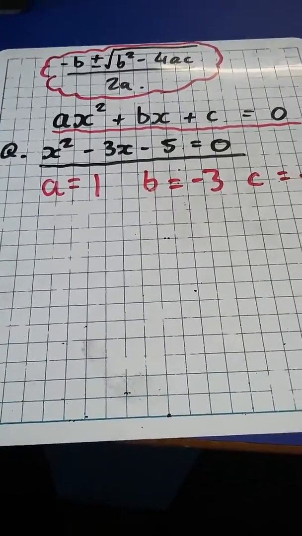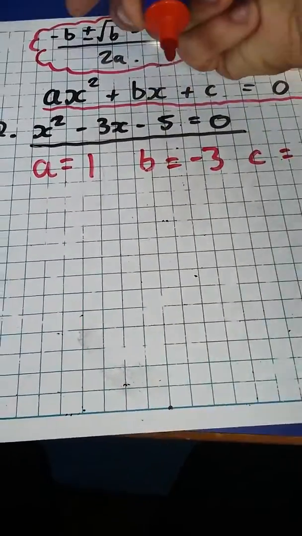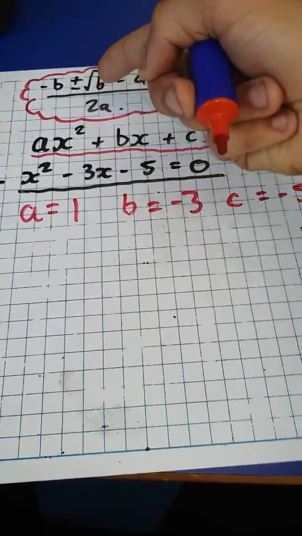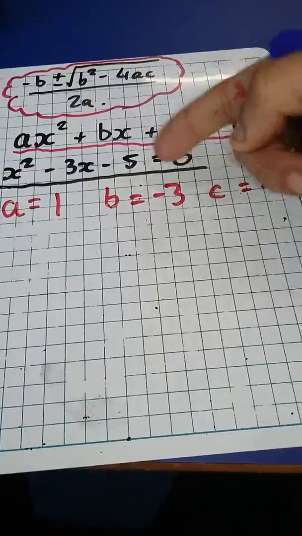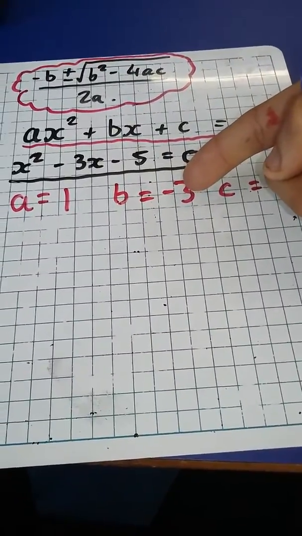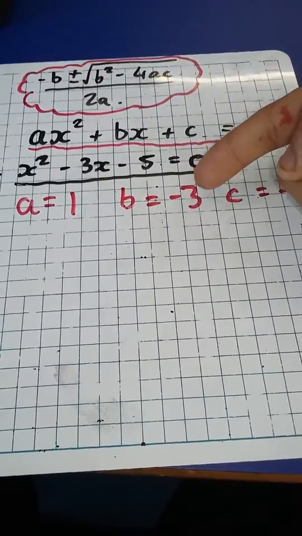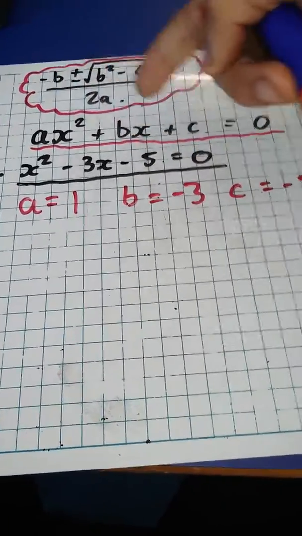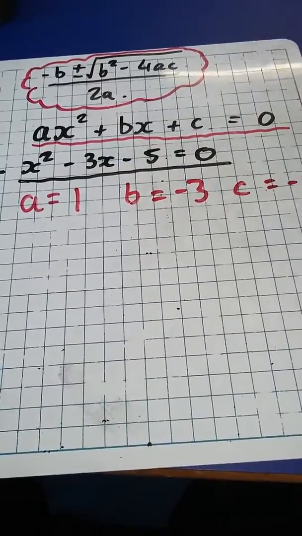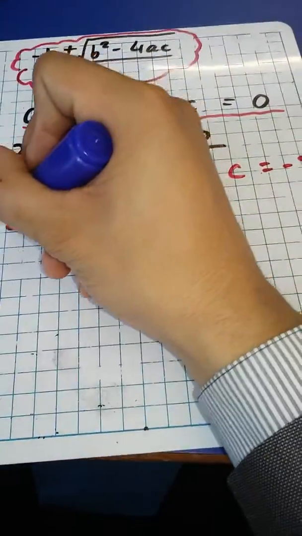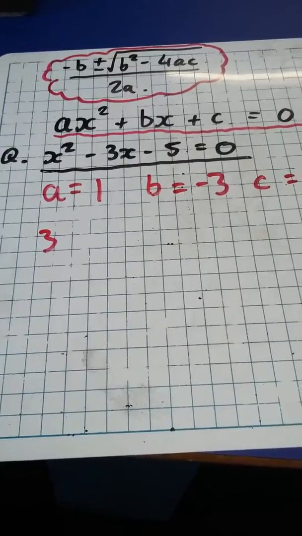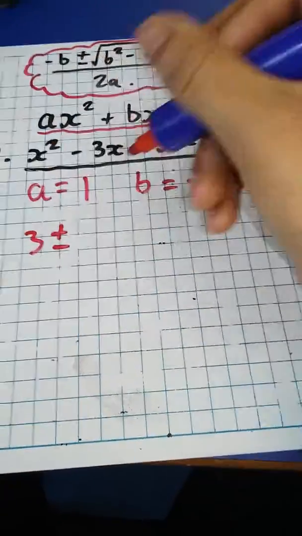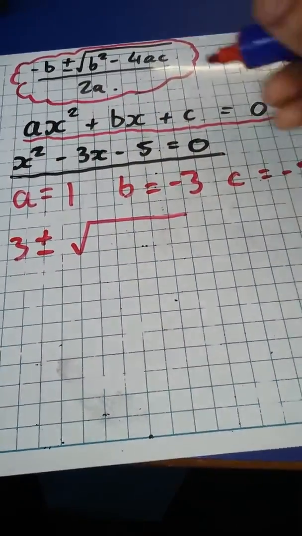So I'm going to rewrite this formula, but with these values in. So minus b. Now, where a lot of people go wrong is this. When b, the coefficient of x, is a negative number, people tend to miss that part out. So we could write this as minus minus 3, which is just positive 3. So I'm just going to write positive 3 there.